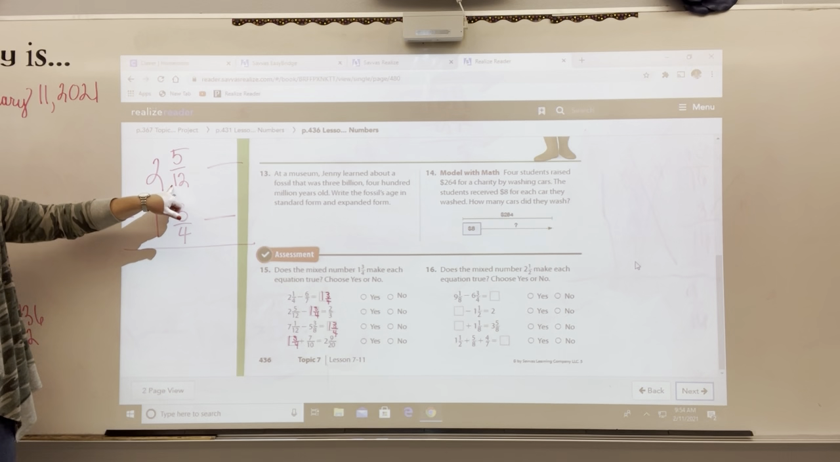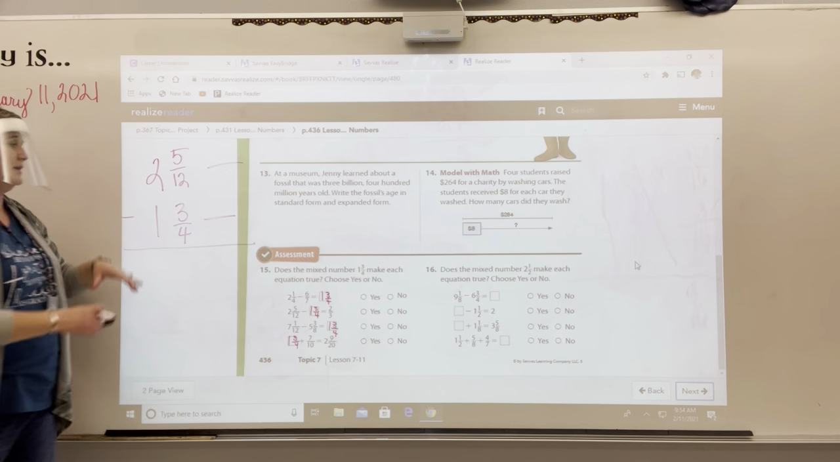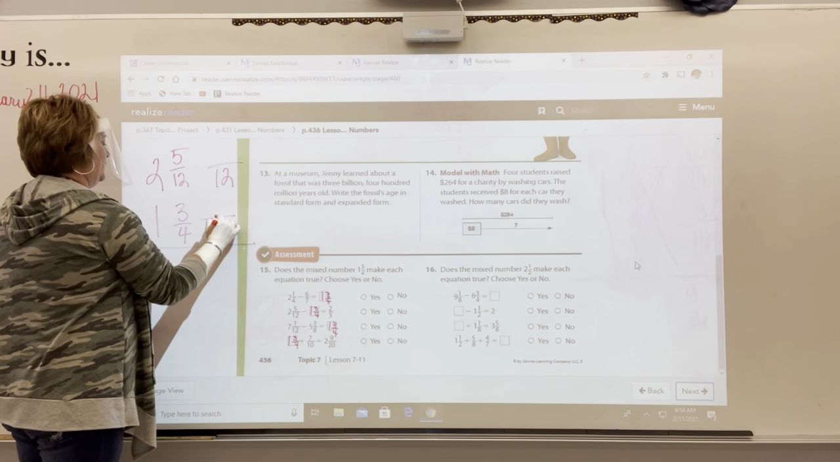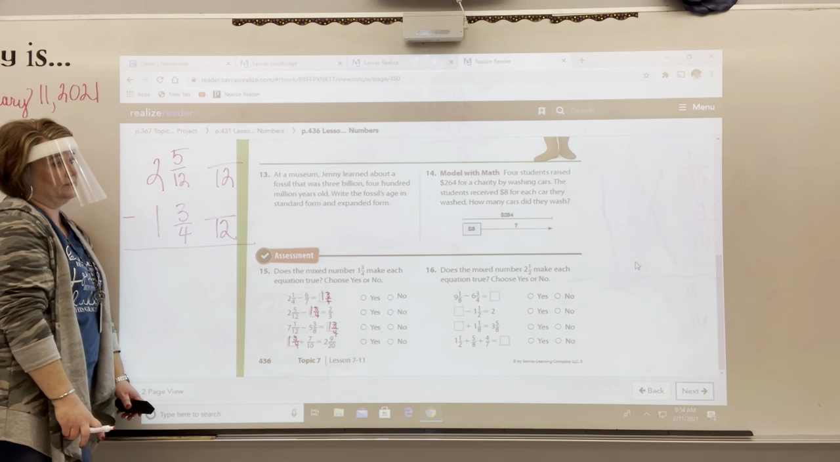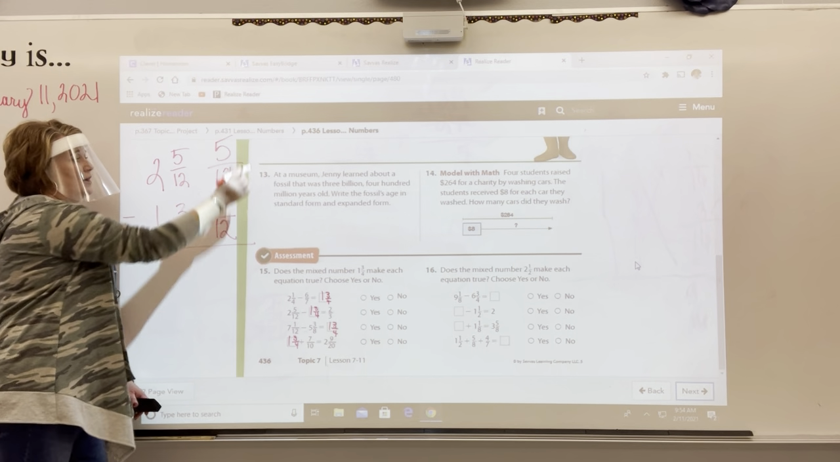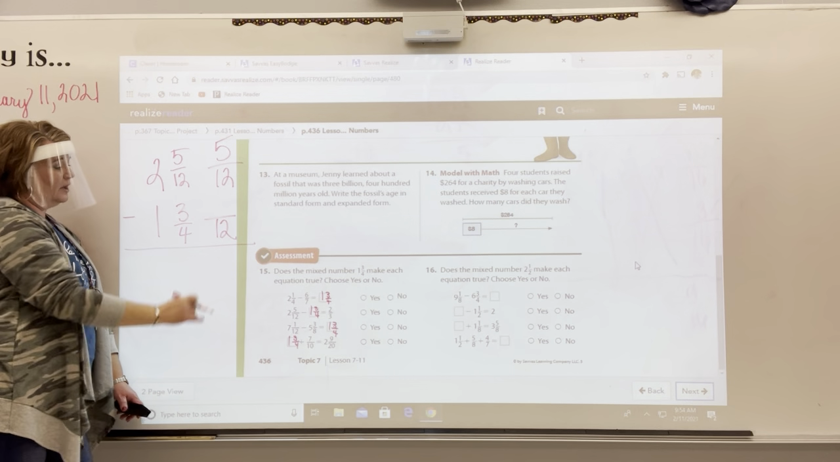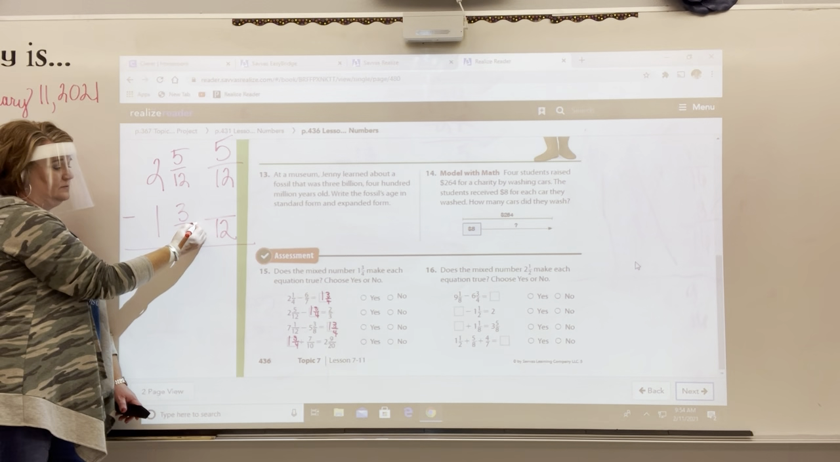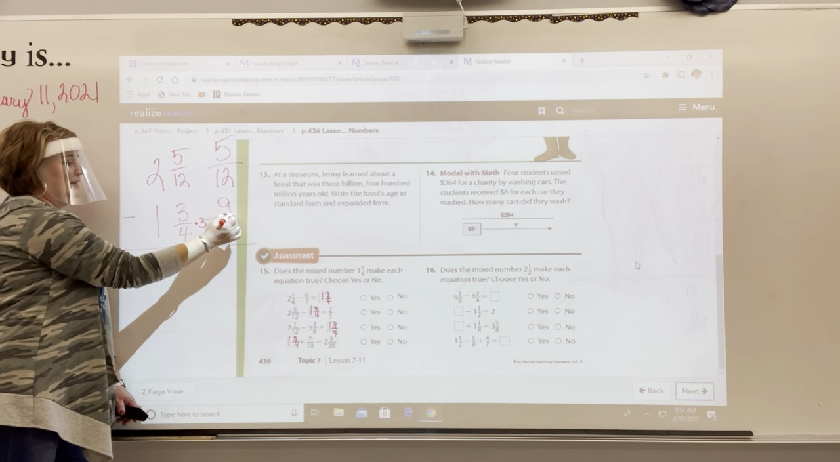Get your prints on 12. That's the biggest denominator. Is 4 times something going to get you that 12? Yes. One person can tell me that. I'm beginning to think one person knows their multiplication facts. On top, 5/12 stays 5/12. On the bottom, Luke, how do we go from 4 to 12? 3. What's 3 times 3, Luke? 9.